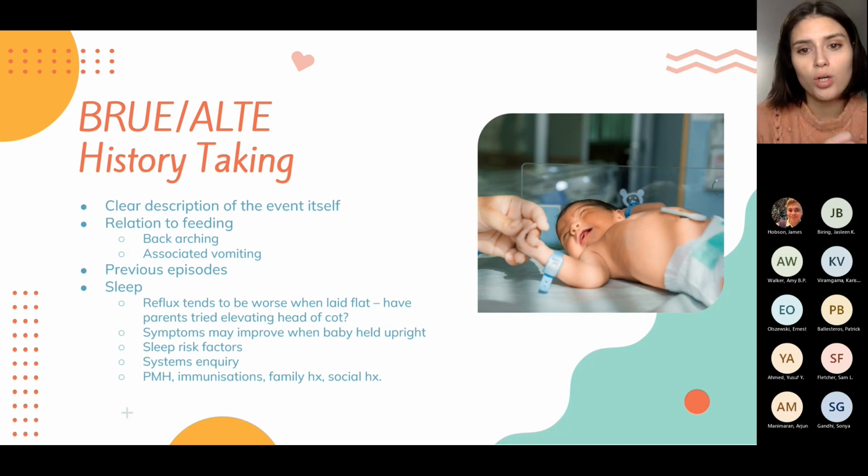Then we've got social history. You want to include screening for things that might point in the direction of non-accidental injury, and any safeguarding issues. Okay.